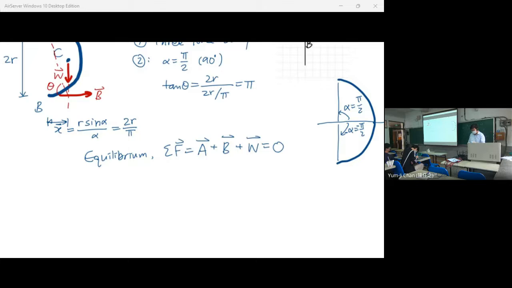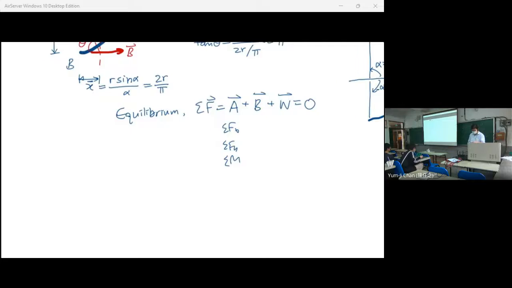Of course, we can write summation Fx, summation Fy, and summation M. But because we have only three forces, we can draw a force triangle. We have a force triangle here. We have W here. We have B here. And then we have A here.